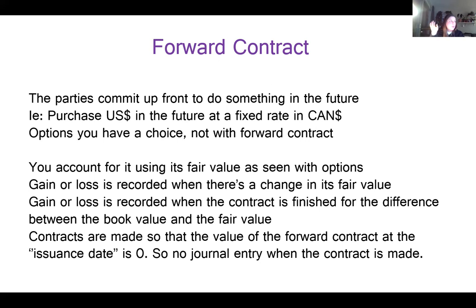And for forward contracts, at the issuance date, it's rare that you're going to have a journal entry. Normally, it's going to be 0, because the way that they account for it is that the present value of the future amount that they're going to pay, let's say $1.1 Canadian, is 0. So that's how they see it. So you're going to account for any changes in fair value based on what they give you in the problems, but your first transaction is going to be 0, so no entry.